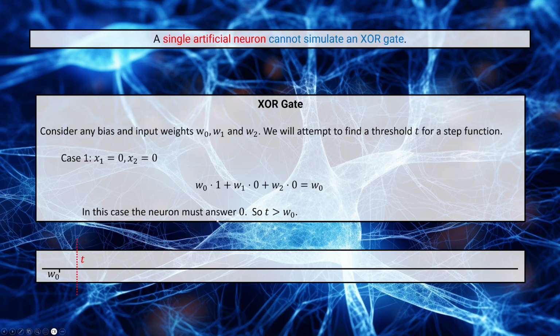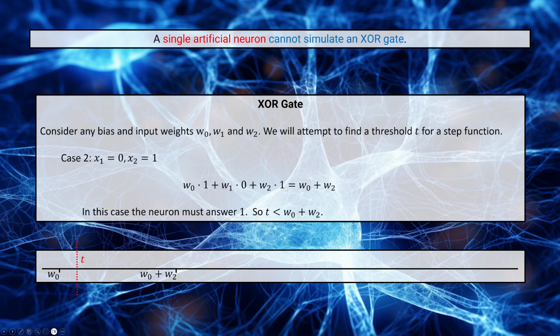Now, the other three cases are going to create other conditions for us. So let's look at the next one. So in case 2, we're going to say that x1 is going to be 0, and then x2 is maybe going to be an input of 1 now.